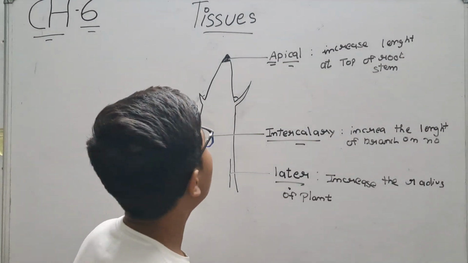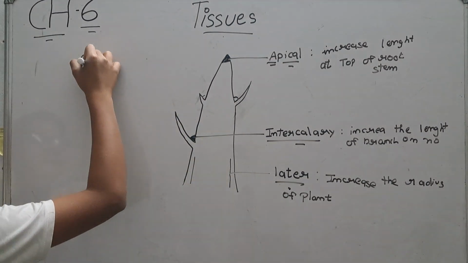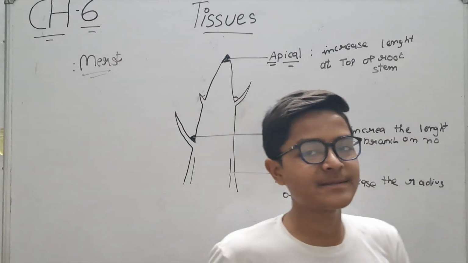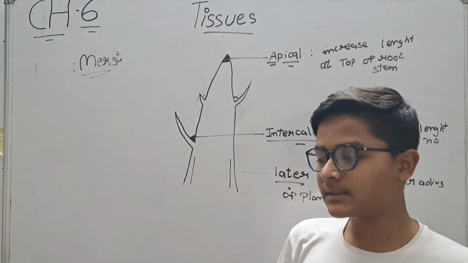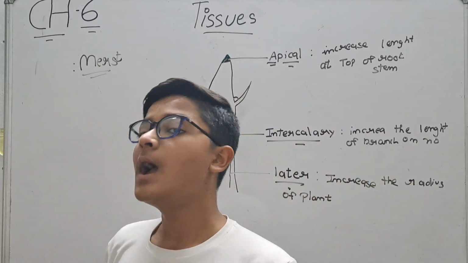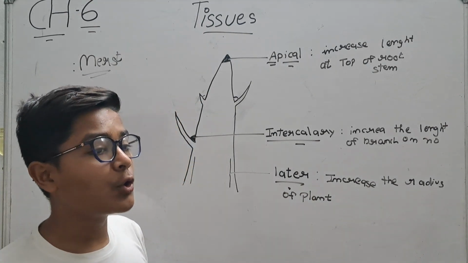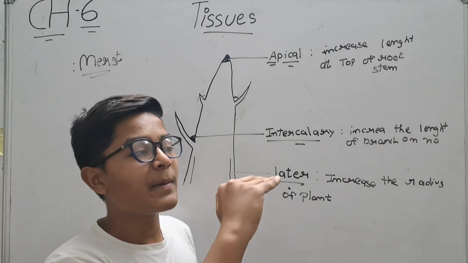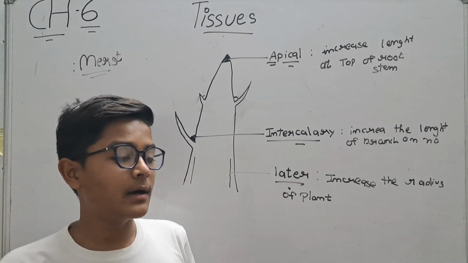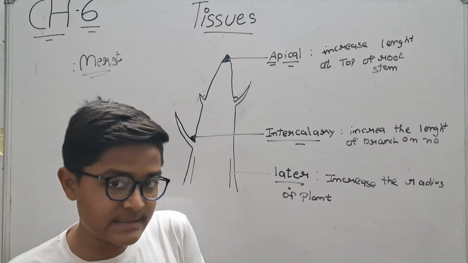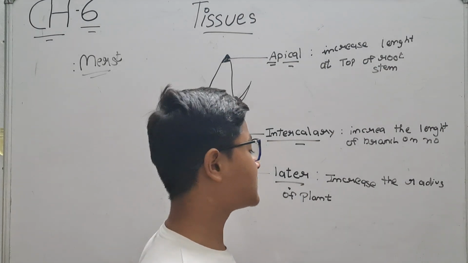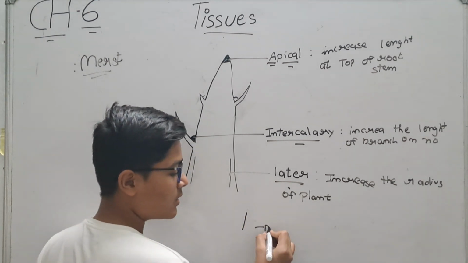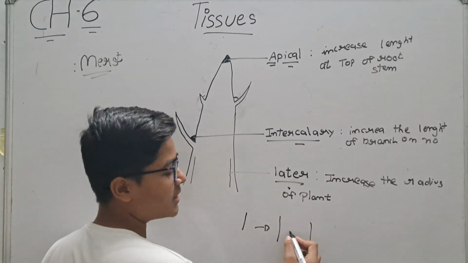Students, we are on meristematic tissue. As I told you in the intro, meristematic tissues are known as growing tissues. That means they make the plant bigger, from smaller to bigger. They also increase the girth. Girth means the stem of the plant is only like this, and when it grows, it becomes thick.